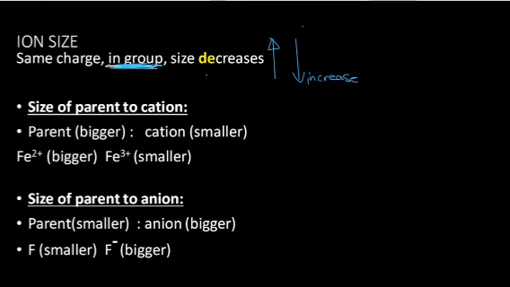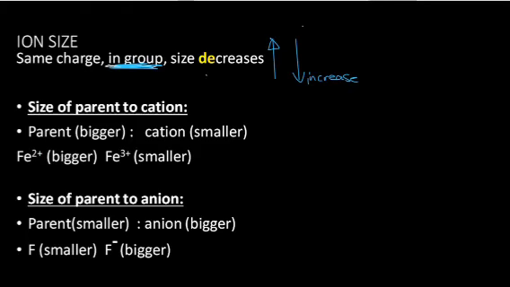Now let's look at the size of the parent compared to the ions. First we'll be looking at the size of the parent to cations. In terms of cations, the parent is always bigger than the cation, and the reason for this is that the bigger the positive charge, the stronger the attraction.